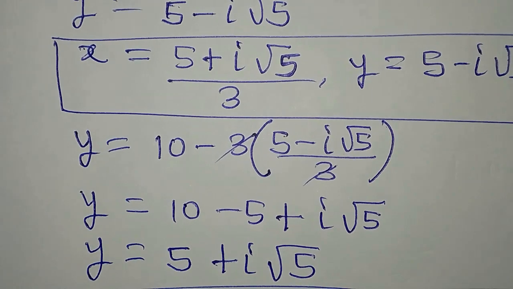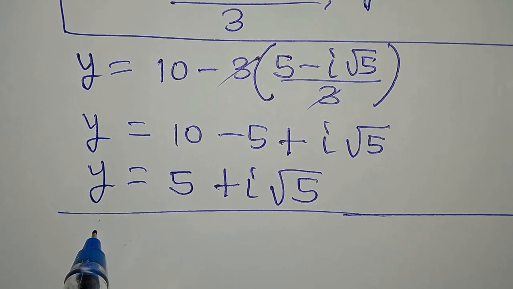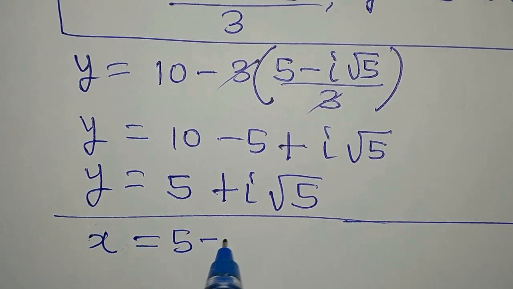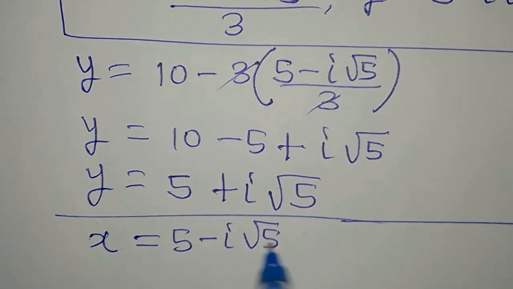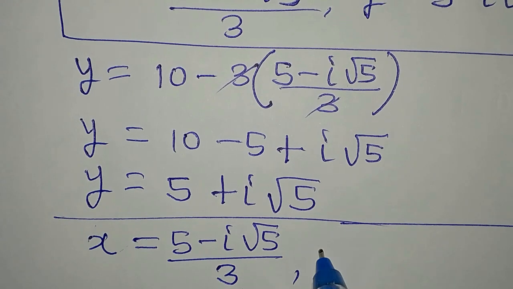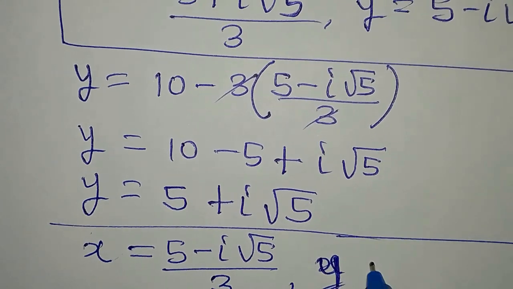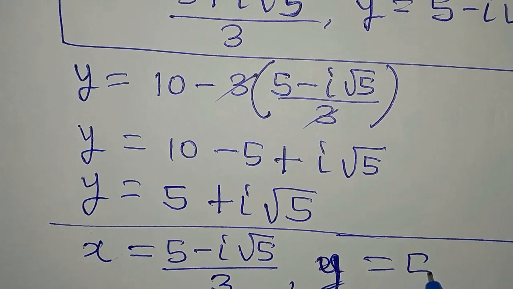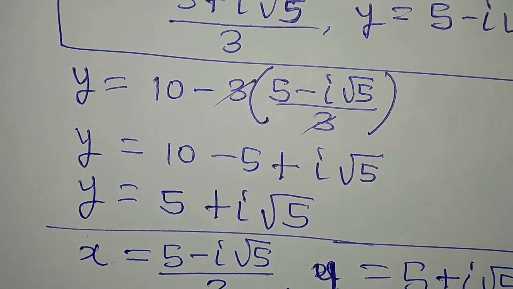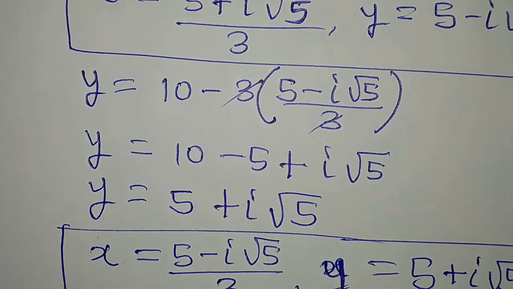So what are we saying? We are saying that when x is equal to 5 minus i root 5 divided by 3, y is equal to 5 plus i root 5. So here again we have another solution.